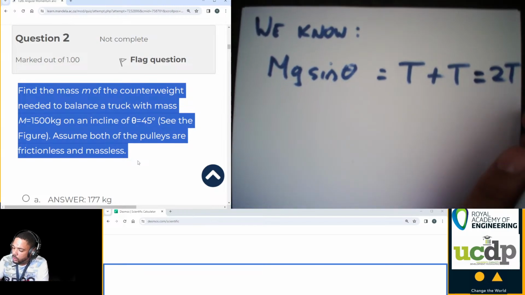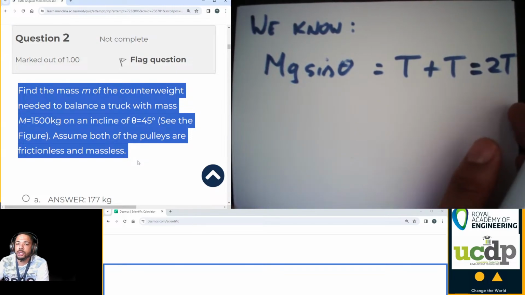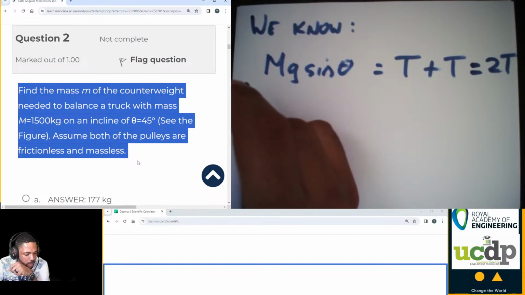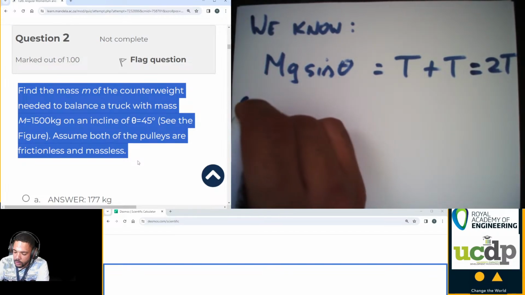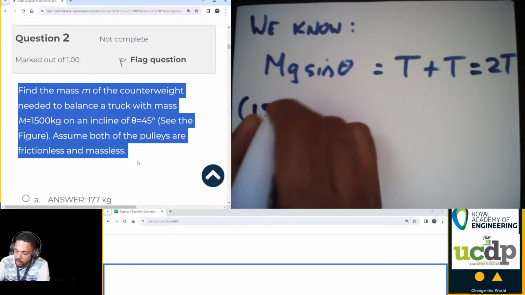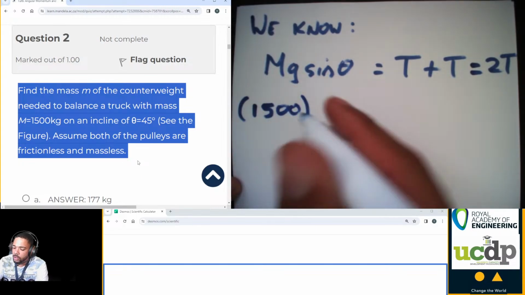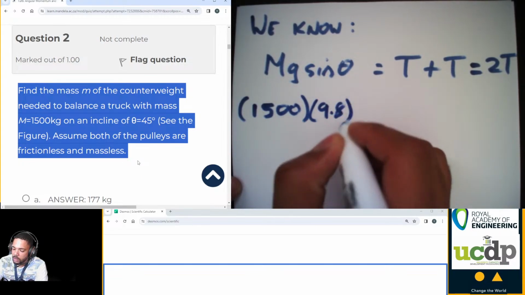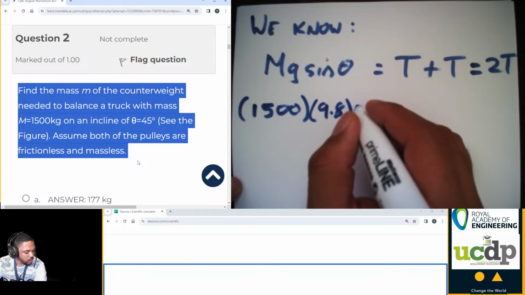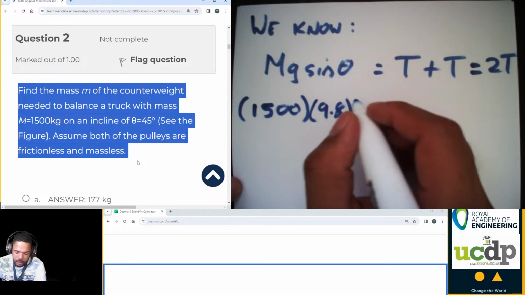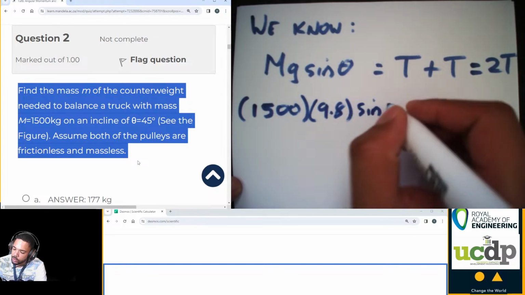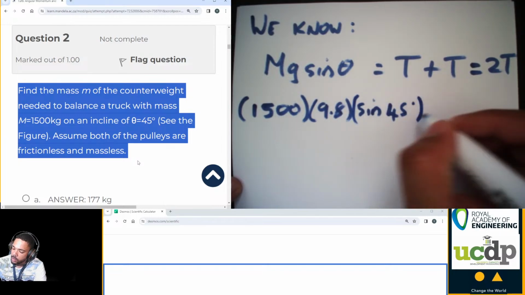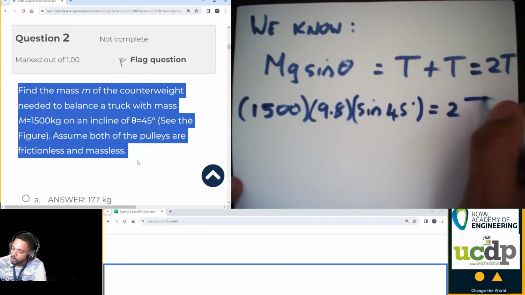Now if we substitute all the values in, we are given that the big mass, the mass of the truck, M, is equal to 1,500. I'm not going to include units because I don't have the space. g is 9.8. And then we have the sine of 45 degrees, which is equal to 2T.